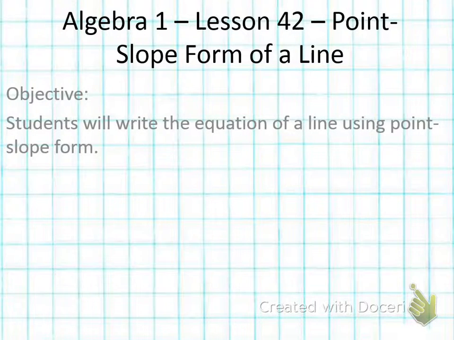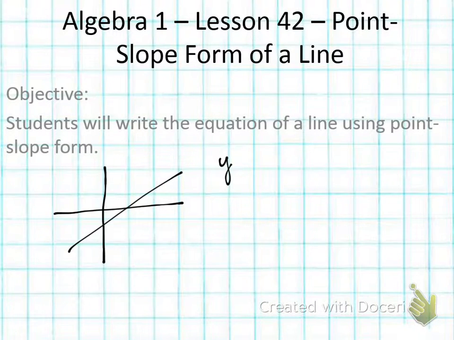Alright, this is lesson 42, point slope form of a line. So today we're going to talk about building upon one more concept. We've been talking about how to graph a line, right? And then we use this slope-intercept form, y is equal to mx plus b. Remember all that from before? Slope is m, and then the y-intercept is b, right?